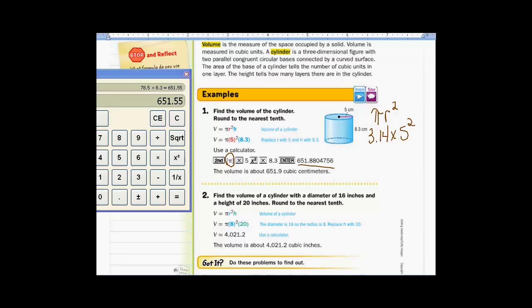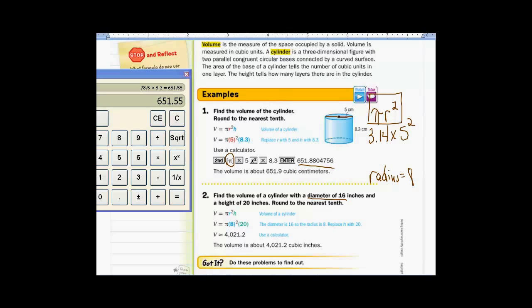Find the volume of a cylinder with a diameter of 16 inches and a height of 20 inches. This is what I was talking about earlier whenever I said that this is the formula for the area of a circle. But if they don't give you the radius, sometimes you might have to make the necessary adjustment. They gave you a diameter of 16 inches. So if a diameter is all the way across and it's 16, then halfway across would be 8. So you do have to make that adjustment for the radius to be 8.